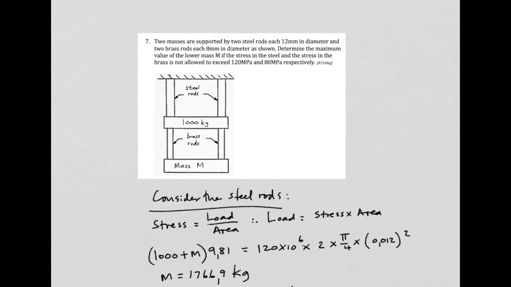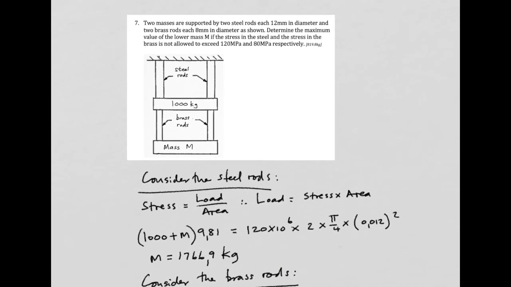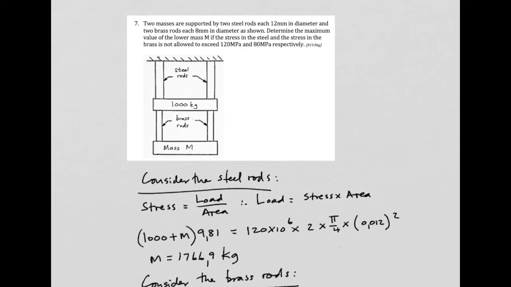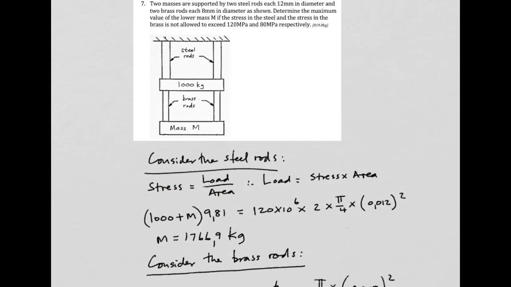Number 7 is very similar to numbers 2 and 4, which we've done previously, except that in this case you'll see we have steel rods, 2 of them, supporting not only the 1,000 kilogram mass there, but via another 2 rods, which are of a different material, brass, there's a further mass supported down here. So to start this design, let's consider the steel rods first and look at stress being load over area in them, or in other words, load is stress times area.